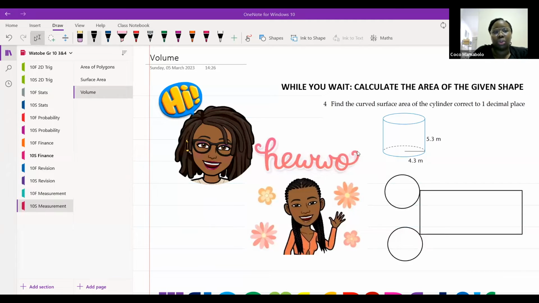Now, we know that the area of a rectangle is length times breadth. We already have the breadth because we know that's going to be 5.3 meters. But who remembers, how do we find the length? How do we find the length of our rectangle? Who remembers?